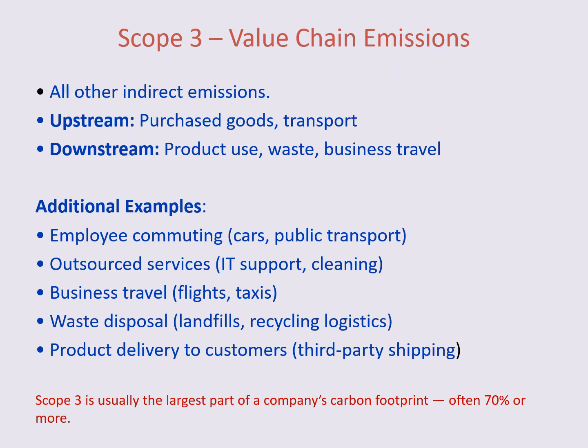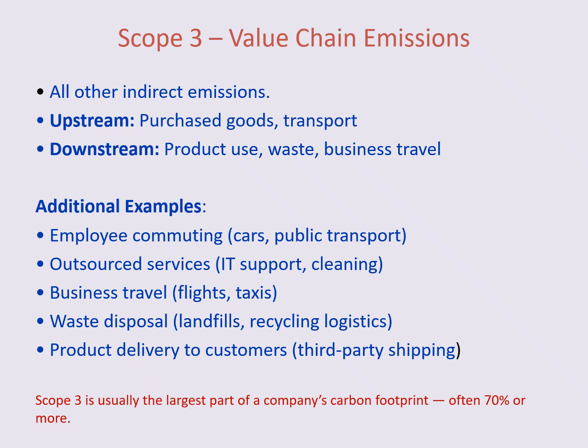Scope 3, value chain emission. We have two areas, upstream and downstream. What is upstream? Purchased goods, transport, and it gets processed. The process itself will be direct emission, scope 1. Once the process is over, it goes to the end user. Again, it is scope 3: product use, waste, business travel, everything.